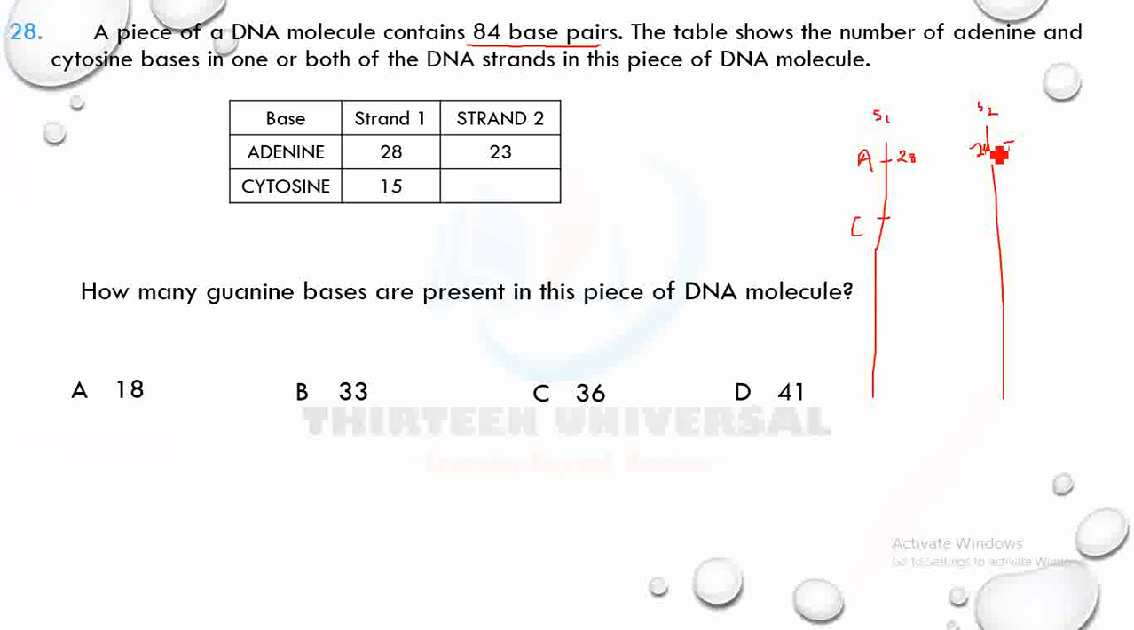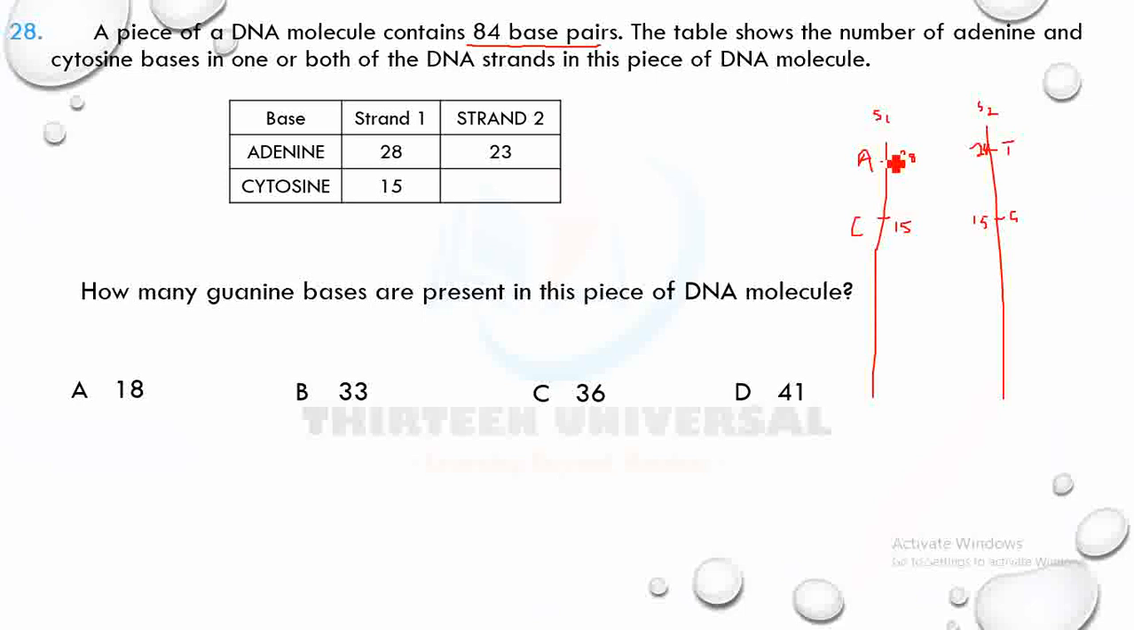Now cytosine in strand 1 is 15. So it's going to, of course, pair with 15 guanine. So guanine here, because they're complementary bases, is actually 15, guys. So they ask how many guanine bases are present in this piece of DNA molecule?